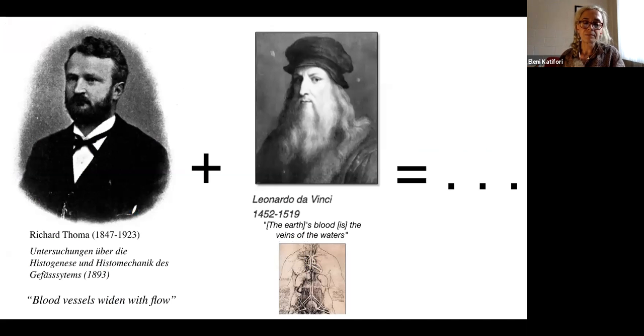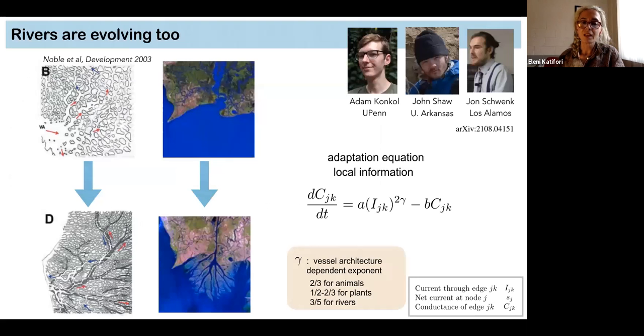So we talked about Richard Thomas, and we talked about how blood vessels widen with flow. And also we have Da Vinci, who said that rivers are like blood vessels: the Earth's blood is the veins of the waters. So we're going to add these two, and we're going to use our phenomenological adaptation equation for rivers. And we're going to see whether we can predict basic things about rivers, about geomorphology, and in fact about delta geomorphology from this equation.